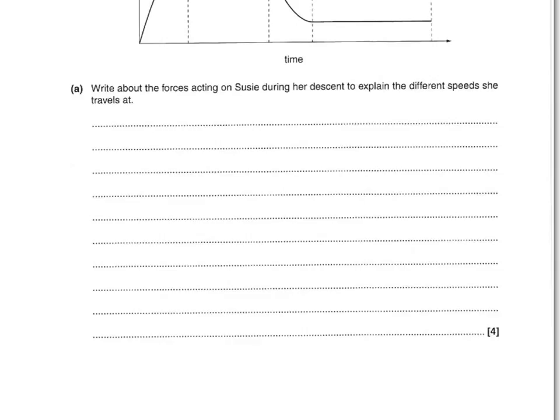So if we're accelerating like in A, the weight is greater than drag. If you're at a terminal speed like in B and D, the weight equals the drag. And if you're decelerating like in C, then the drag has increased and therefore it's greater than the weight.